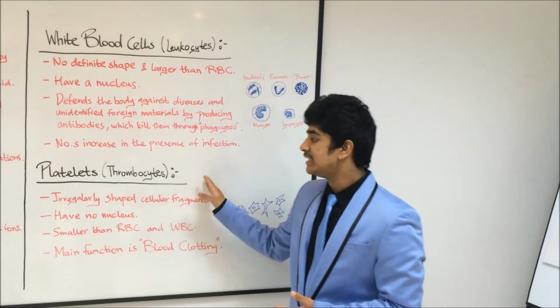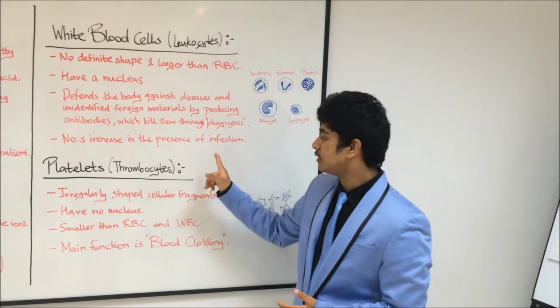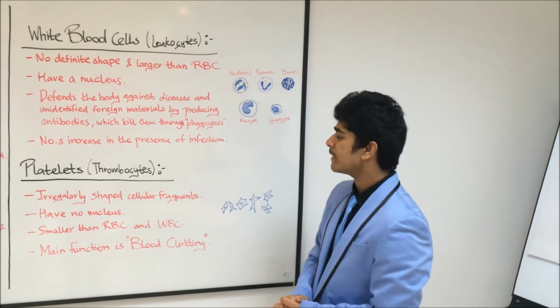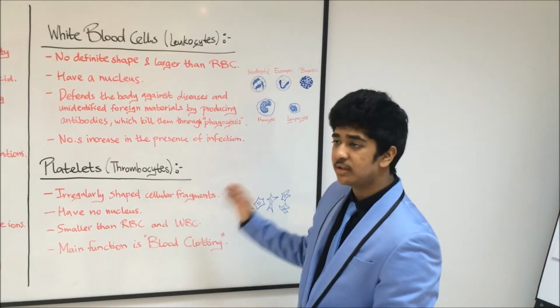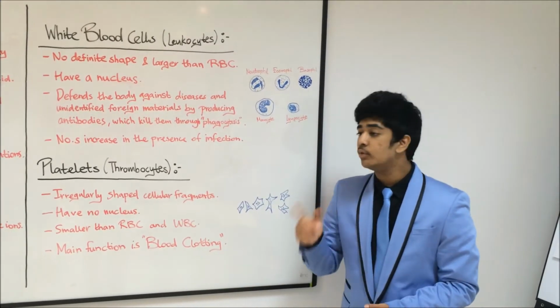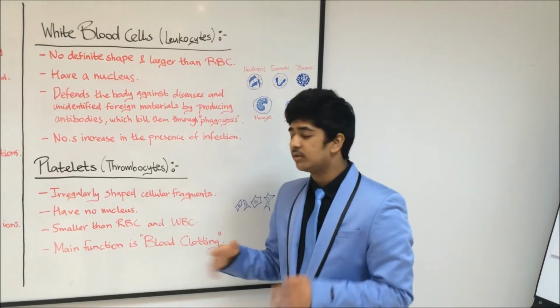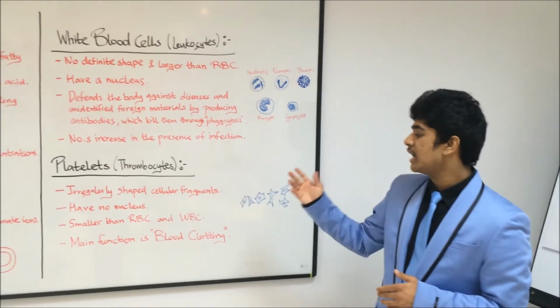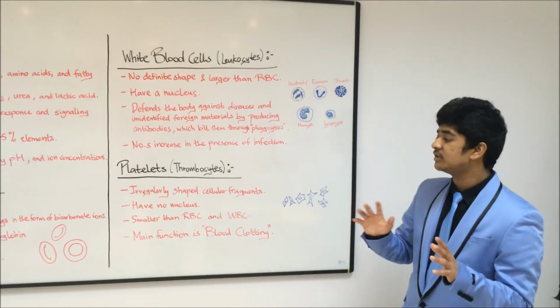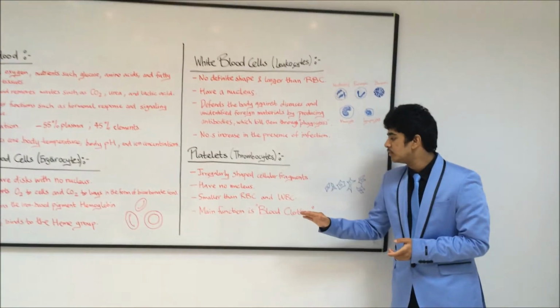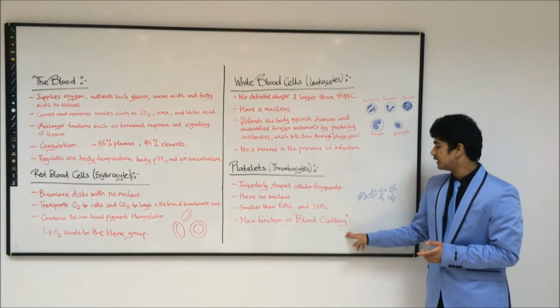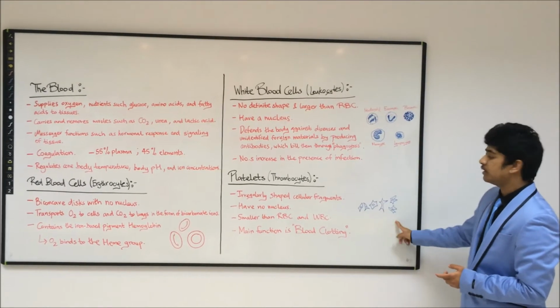So lastly, we have the platelets, which are also referred to as thrombocytes. So they're irregularly shaped cellular fragments which also have no nucleus, and they're also smaller than RBCs and WBCs, meaning that they're the smallest component. So their main function is in blood clotting. So here are the platelets.